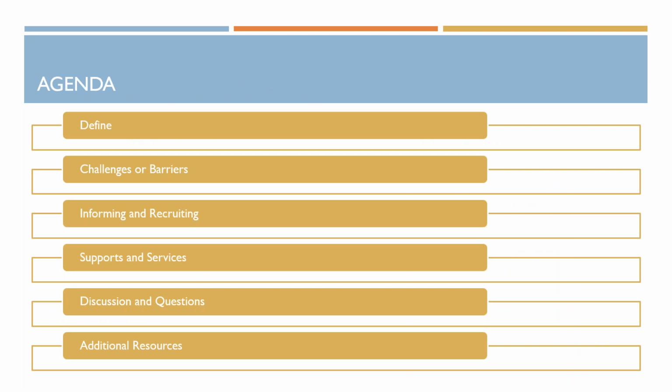So for today, as with the previous webinars, our agenda is pretty much the same. We're going to look at how Perkins V defines what it is to be an English learner student. We'll look at some possible challenges or barriers that English learner students may face, and then ways to inform and recruit them about CTE programs and the supports and services to help them be successful and continue through the programs as well. And then I also want to open it up for discussion and questions.